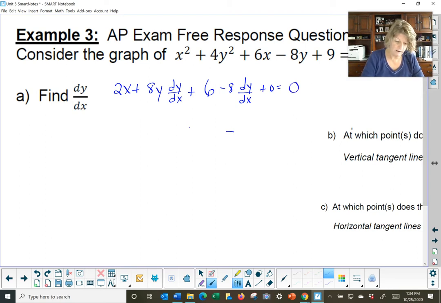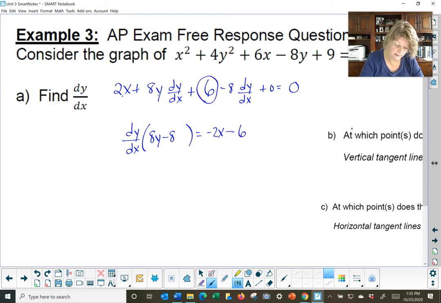Sort things out. So let's keep the dy/dx's on one side. dy/dx, if I GCF that, I would have a negative 8 and an 8y. So 8y minus 8 equals 2x goes to the other side through subtraction. 6 is my other lone term. That'll be a minus 6.